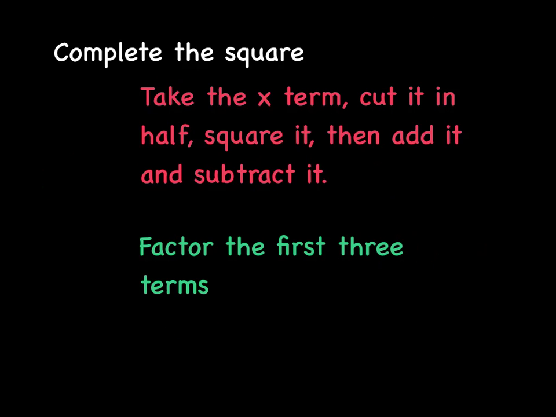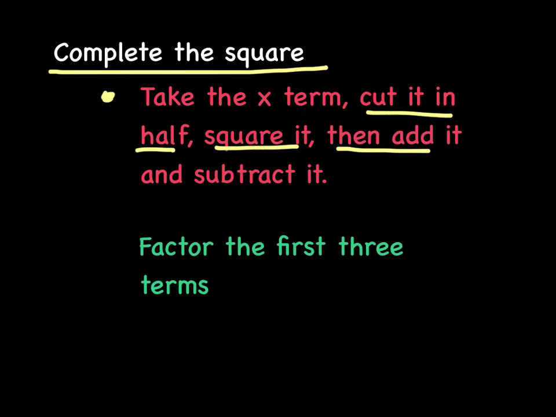Now you might be thinking, well, that's pretty simple, and you're right, it is. The only problem is, if it's not in vertex form, we have to complete the square. So let's quickly get these few steps written down in our notes so we recall them. Step number 1, we're going to take the x term, cut it in half, square it, and then add it and subtract it. When you add and subtract the same number, let's say you add 5 and subtract 5, that's like adding and subtracting 0, and you're not affecting the problem at all. Second, we're going to factor the first 3 terms.